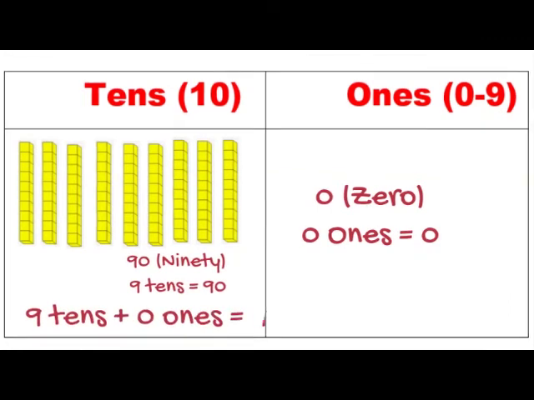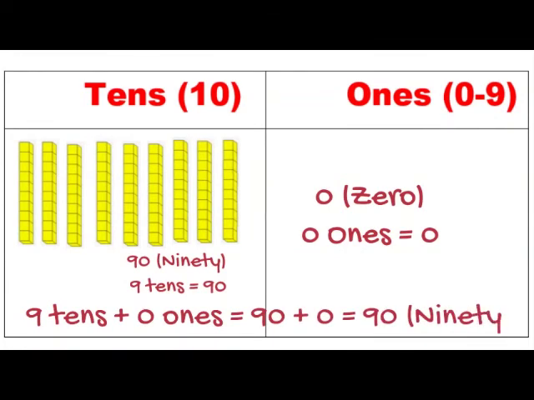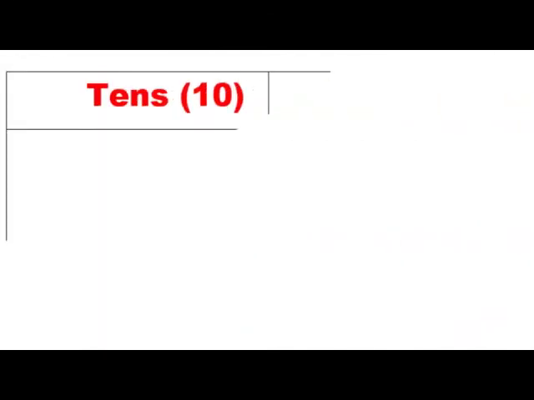So 9 tens plus 0 ones gives it 90 plus 0 is equal to 90, NINETY, 90, which is the number name for 90, and 90 plus 0 is its expanded form.